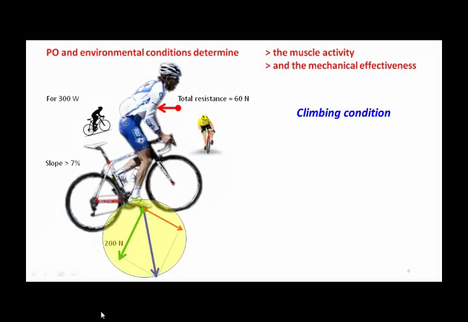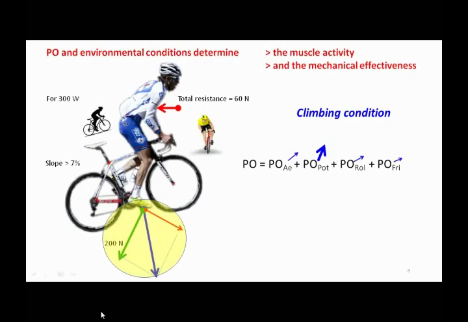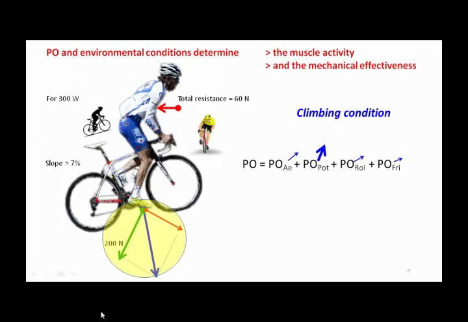For example, if a rider produces 300 watts, the total resistance is approximately 60 newton for an effective force of 200 newton. It's not the same level of resistance. At this level, we can consider this system. The more important resistance to overcome is the weight of the riders on this bicycle.